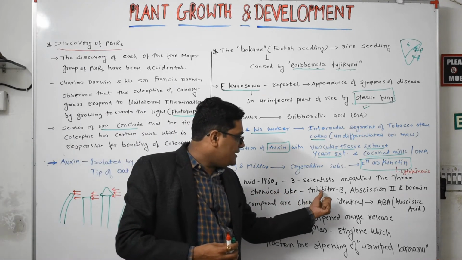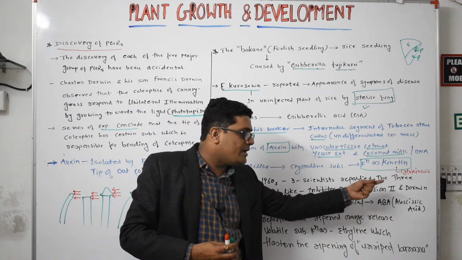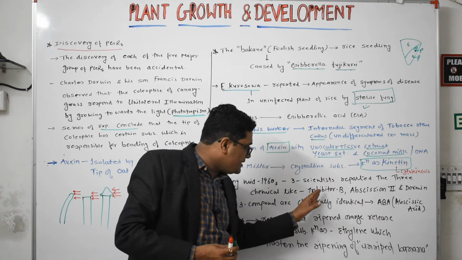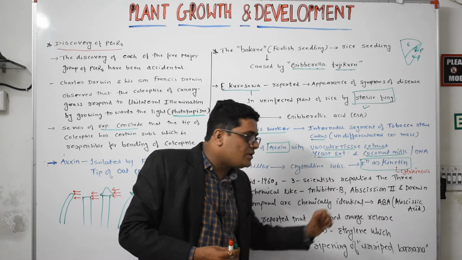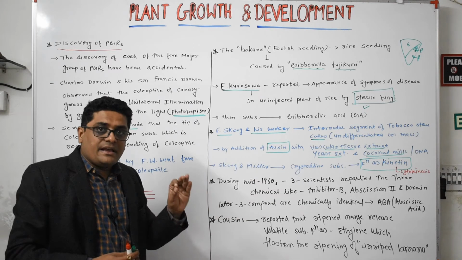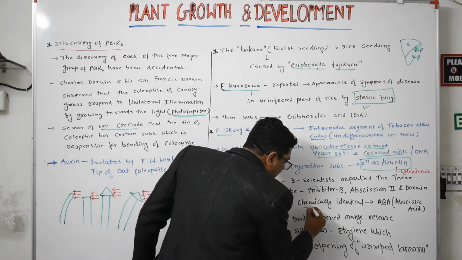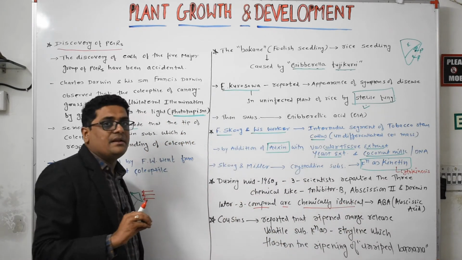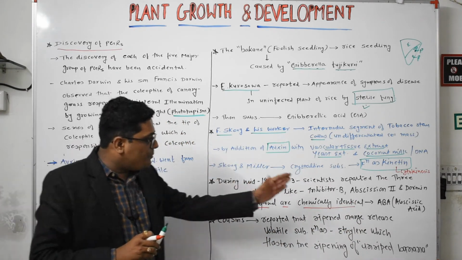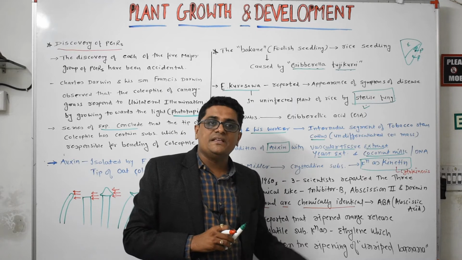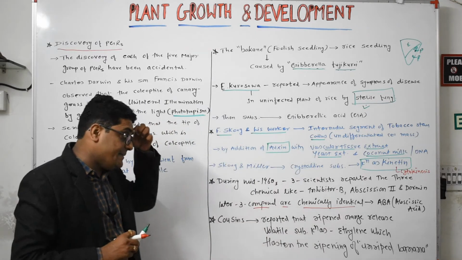Then, in the mid-1960s, three scientists reported three different chemicals under the names inhibitor B, abscission II and dormin. These three compounds are chemically identical, meaning they are all chemically similar. So they were all put under one name, and it is known as abscisic acid.